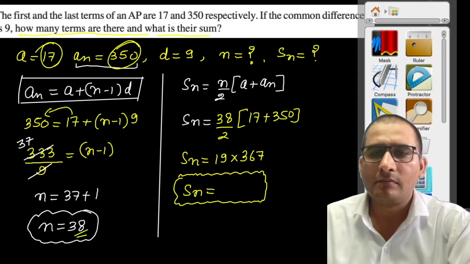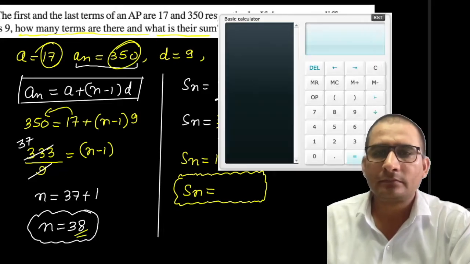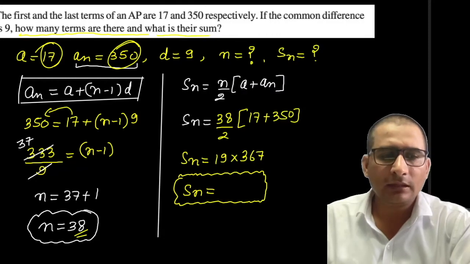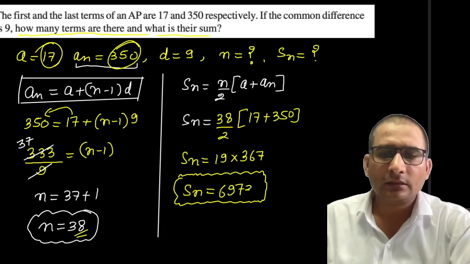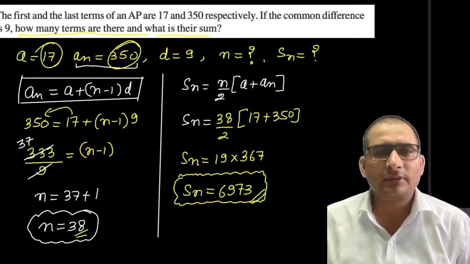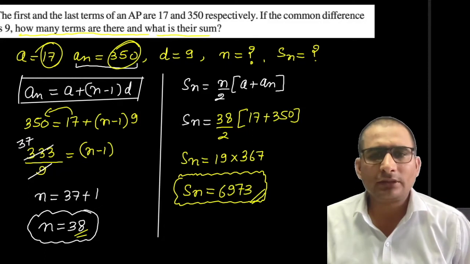So 6,973. क्या बोला? Sir, 6,973. Okay. So this is the sum in this case, the sum of the 38th term. I hope this question is clear to you all.